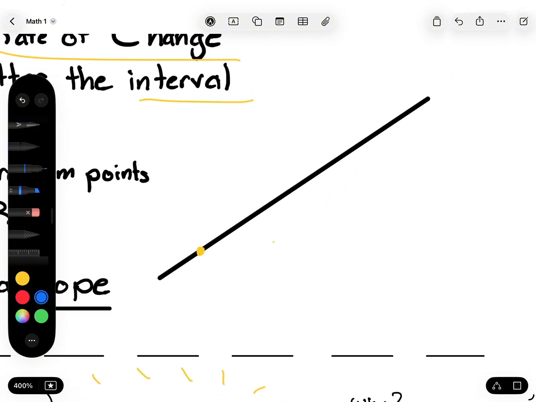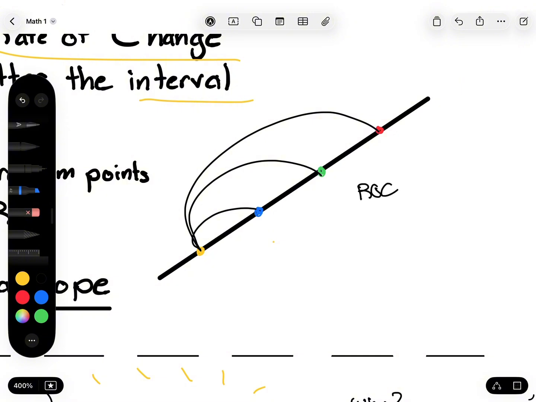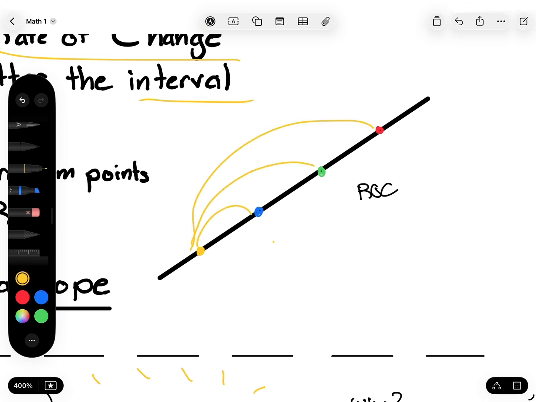Here's A, B, C, and D. If you were to find the rate of change between A and B, A and C, or A and D, it would all be the same rate of change. If you were to find the rate of change between, let's go with point B.